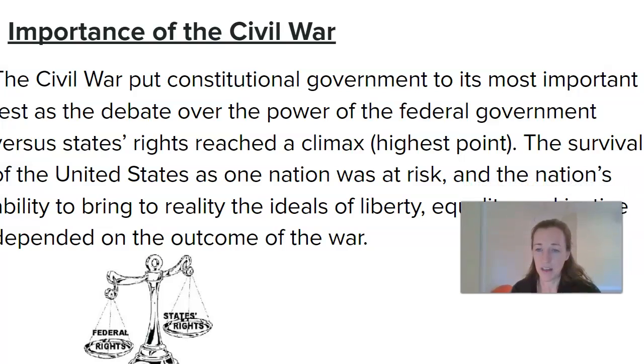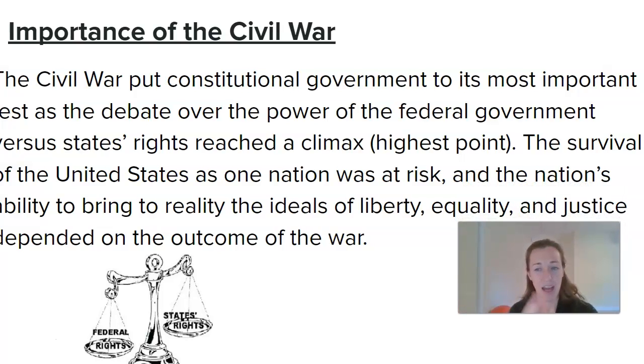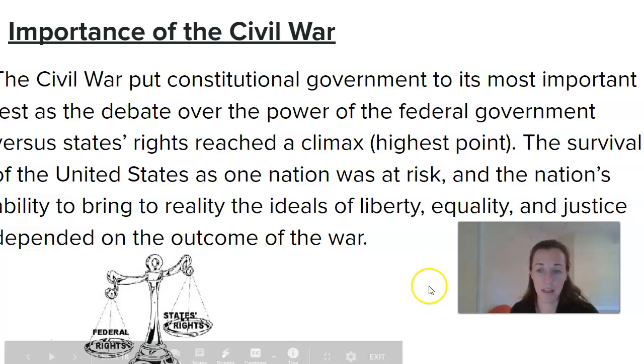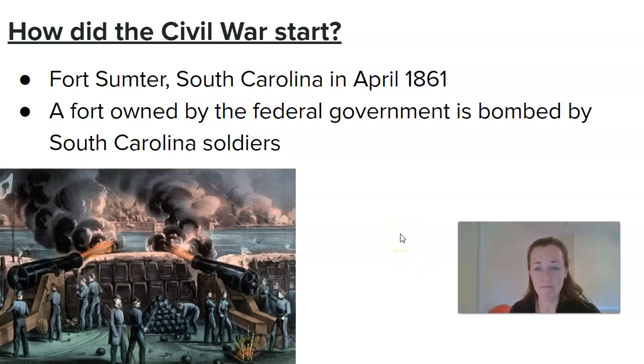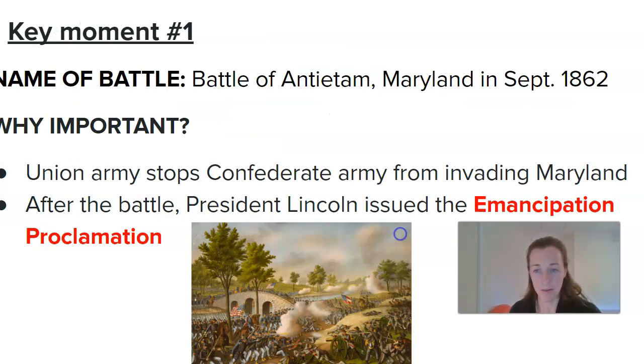So why is this important? We'll get into this a little bit later after we've talked about all of this, but it put constitutional government to its most important test. What is the role of the federal government? And at that moment in history, it was really unclear whether the United States would survive. So the nation's ability to bring to reality their ideals of liberty, equality, and justice all depended on what would happen in the war. And that would be military. Here's this reminder that it started with a fight in South Carolina, where South Carolinians fired upon the federal fort.